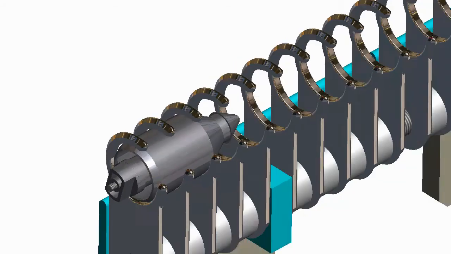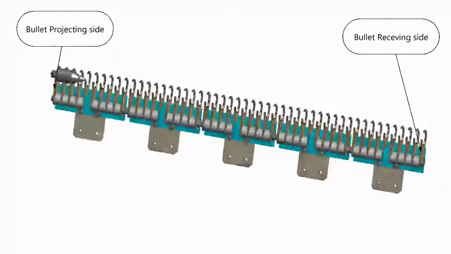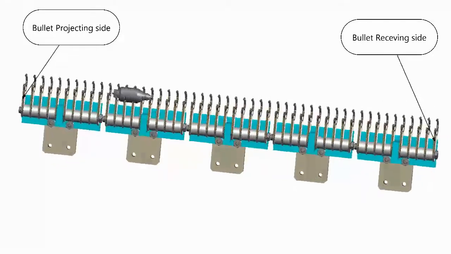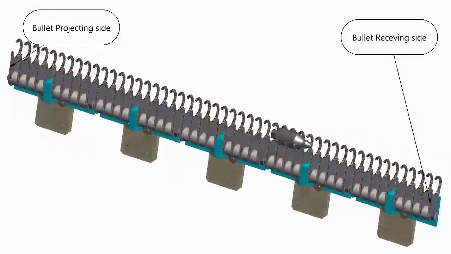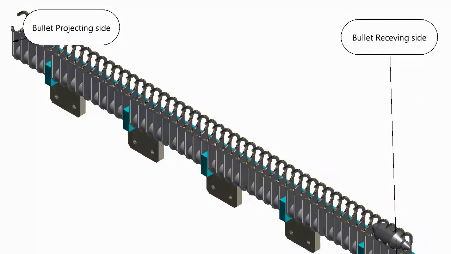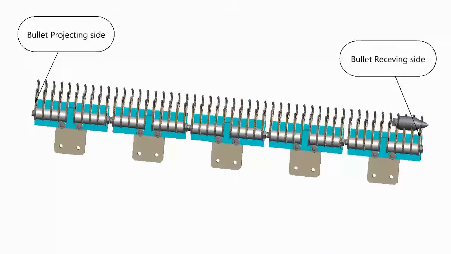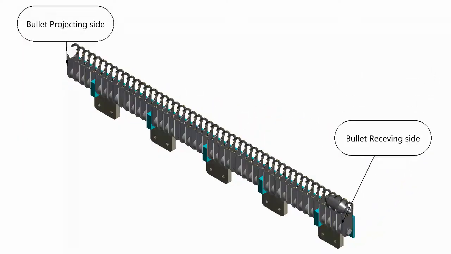Timer relay sensor. The bullet's traveling time is approximately 25 milliseconds from the firing end to the receiving end. In case the bullet doesn't reach the receiving side within this time, the machine must automatically stop. A timer relay control is used to monitor the bullet.